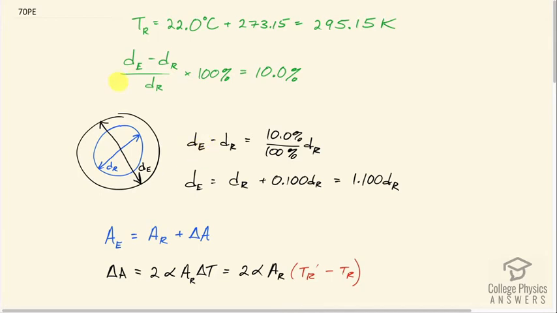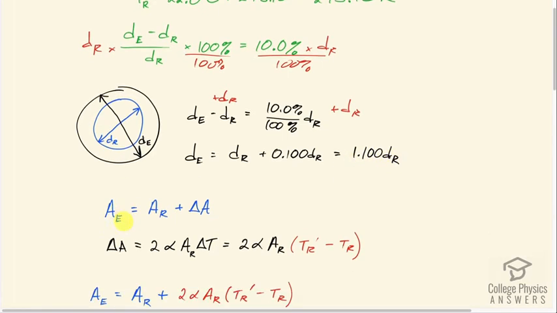So we can use this to find an expression for the diameter of the engine. We multiply both sides by d subscript r and divide both sides by 100. Then we get this line here. And then we add the diameter of the rod to both sides. And we get the diameter of the engine is the diameter of the rod plus 0.1 times the diameter of the rod, which is 1.1 times the diameter of the rod. Okay, now that'll come in useful later.